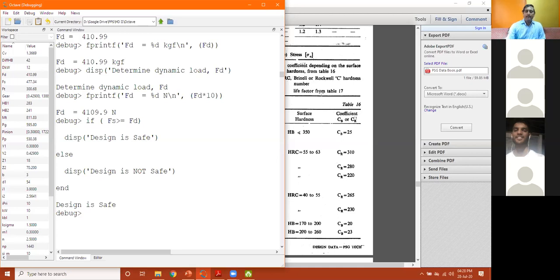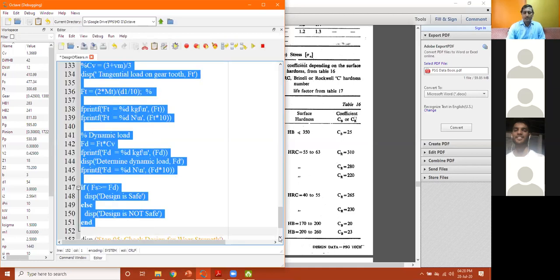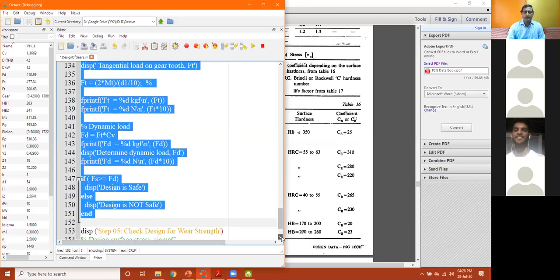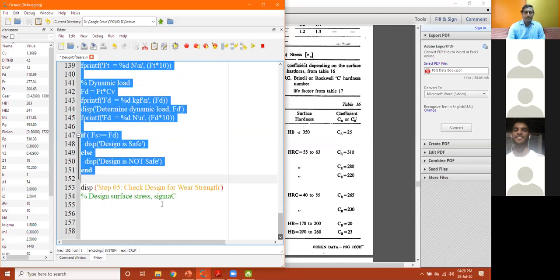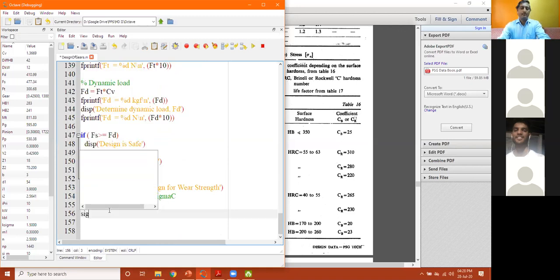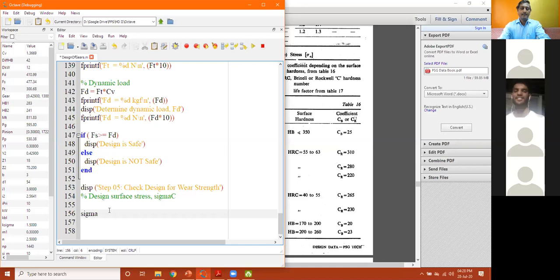Now we will find out what sigma c, design sigma c, is. Now I will go to the code again. Let's see here, I have not done that. So we'll write sigma c. I will write here, you also do that. Sigma c, design sigma c is equal to, what is that equation?